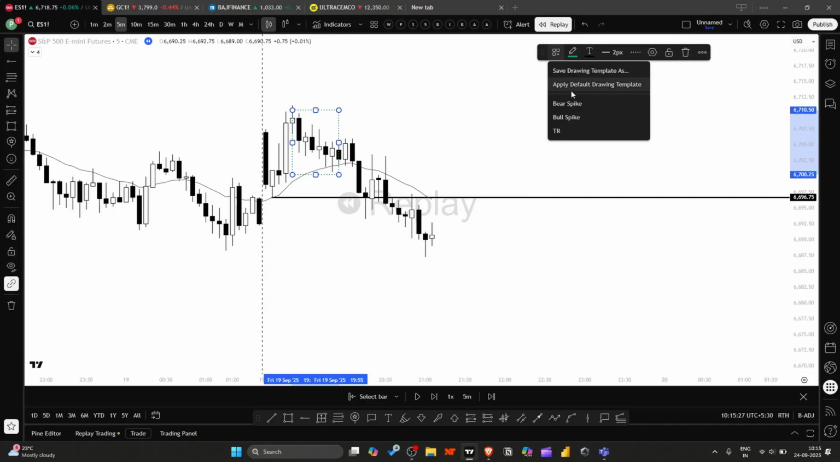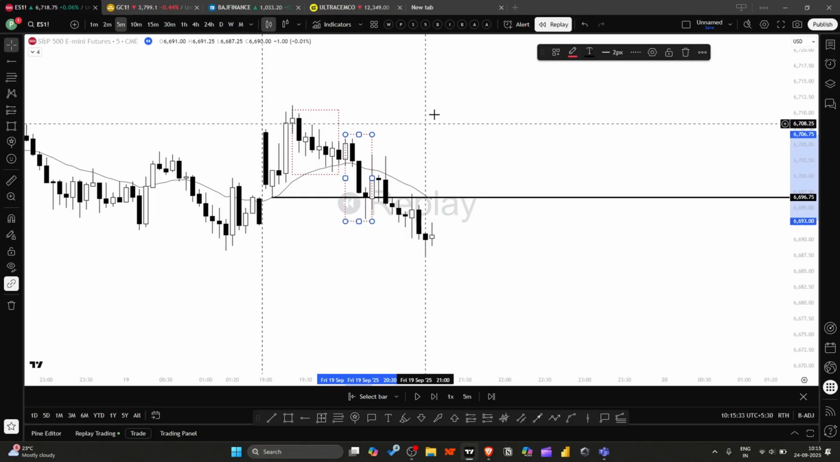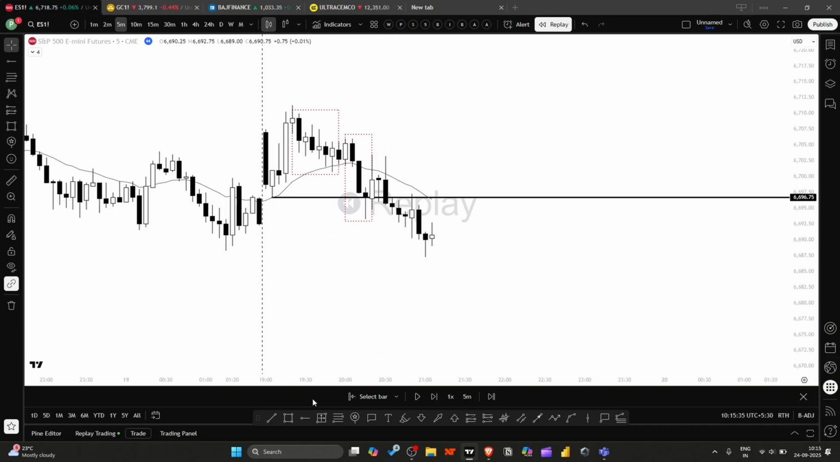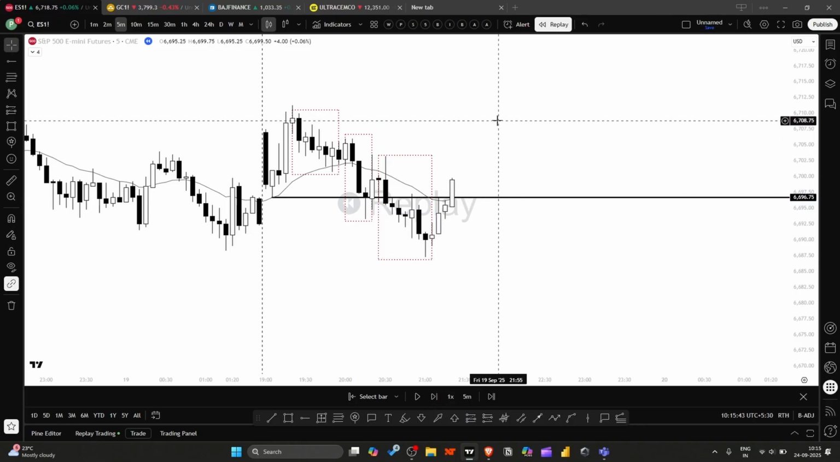let me mark this with red. And this is spike 2. Comparatively, it's stronger than spike 1. And now we got a spike 3. Let's see where it will end. Okay, this is where it ended.